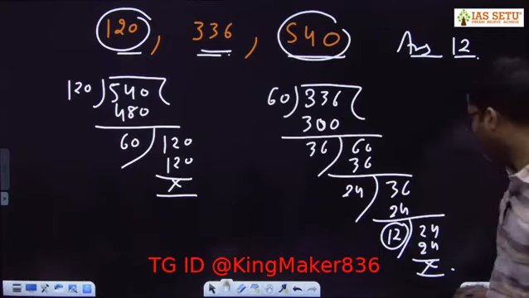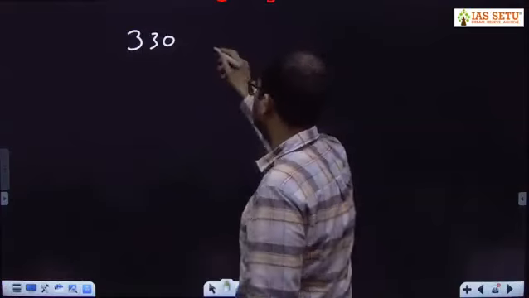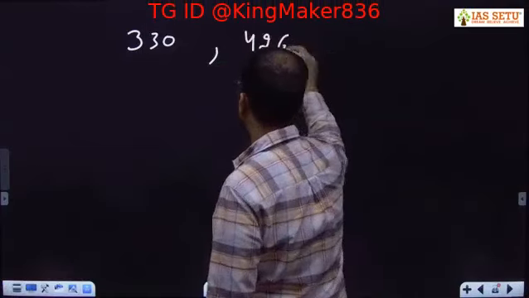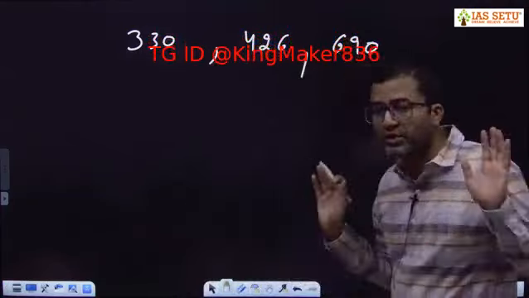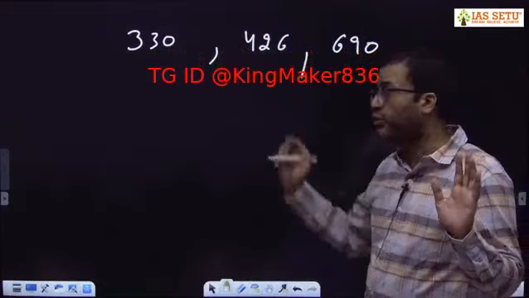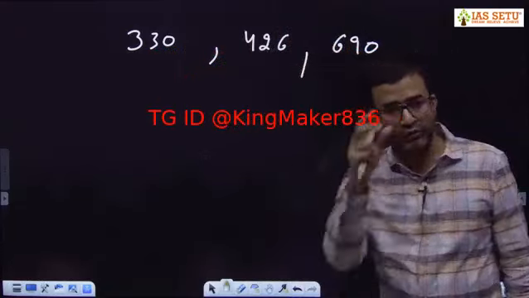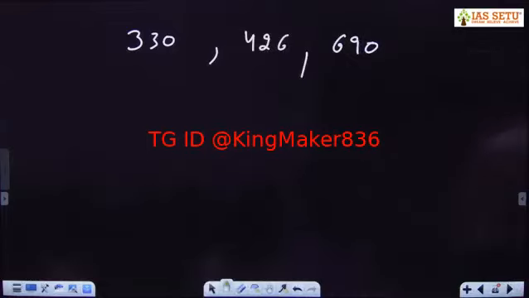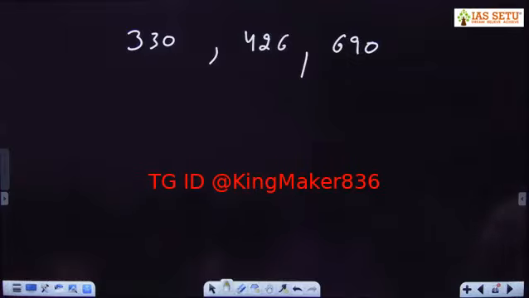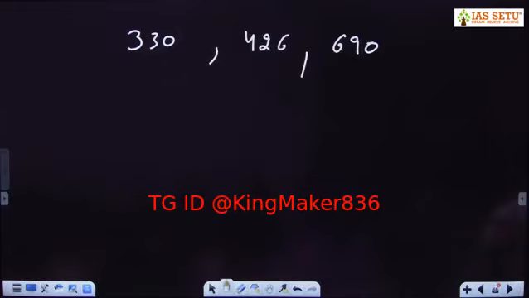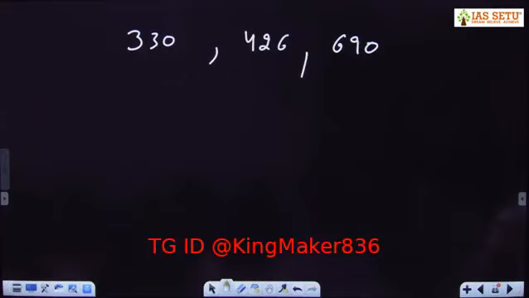Try. 330, 426, 690. Your choice, you are free. You can take these two numbers at a time, or these two, or these two. But you have to take two numbers at a time. Then you try the third number by the divisor of the first two numbers. If you feel it is time consuming, it is still better than the factorization method.